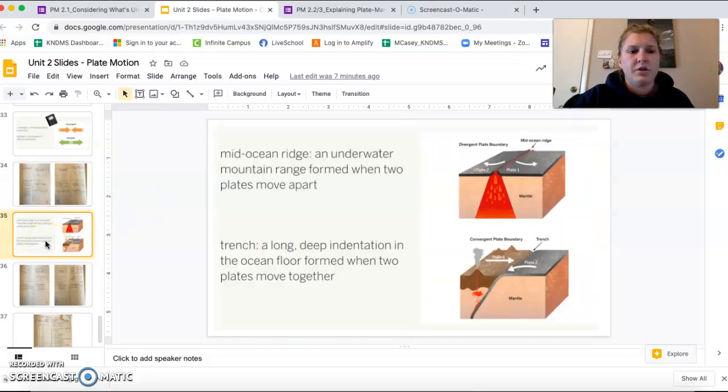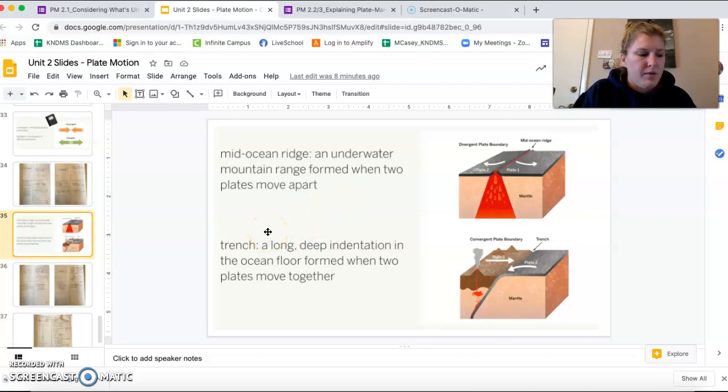The next two terms, and I'll show you my pages next. One is mid-ocean ridge. We'll put this term on page 13 in your notebook. The definition is an underwater mountain range formed when two plates move apart. You're going to need to do your best to draw this diagram into your science notebook on page 13. And I'll come back to that in just a sec.